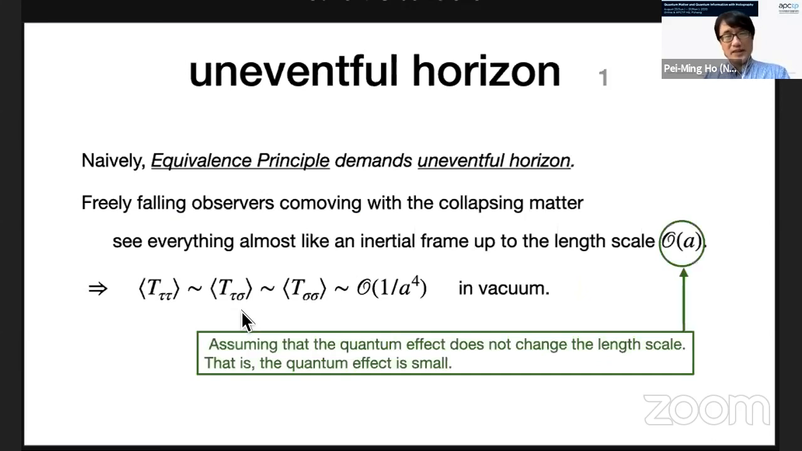Although here I should make a remark that there is actually an assumption involved. Here we already assumed the Schwarzschild approximation is a good approximation in order to conclude that the characteristic length scale is a. If we drop the Schwarzschild approximation assumption, then we don't really know what the characteristic length scale is. So that's why we need both the Schwarzschild approximation and an uneventful horizon as our assumptions.